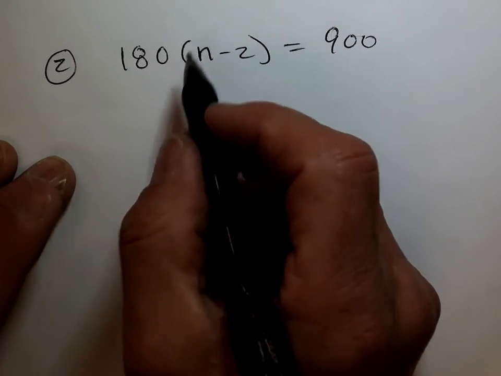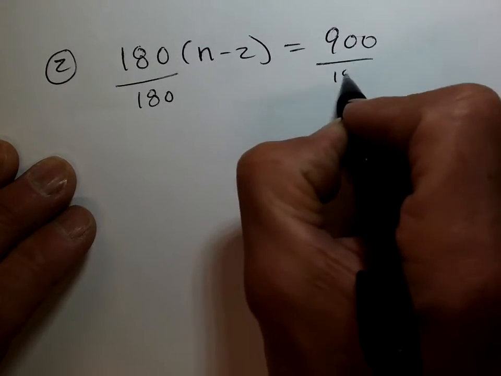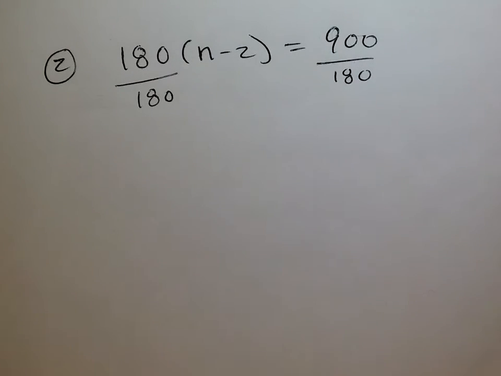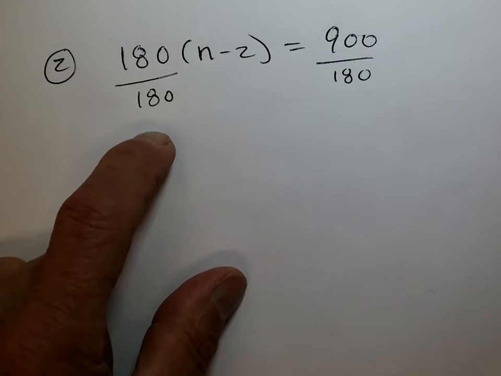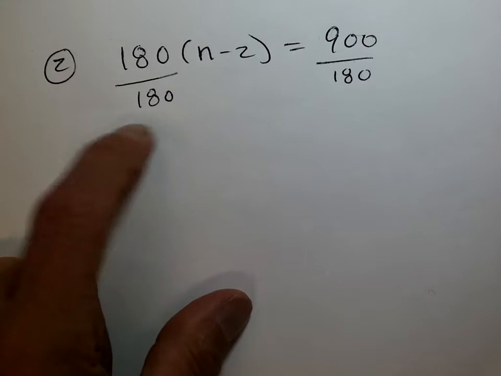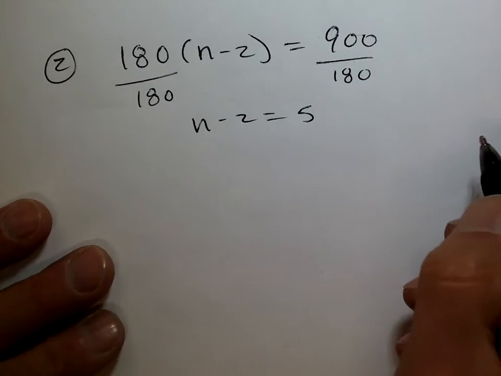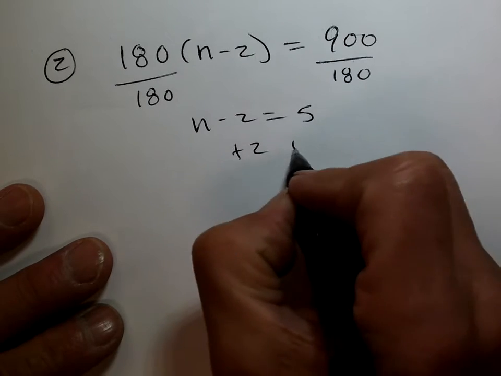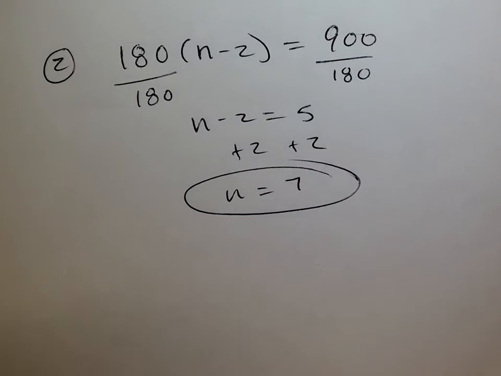So, to solve, first step, well, I could distribute, and there's nothing wrong with distributing first. I'm just going to divide. It's just faster to divide first. So I'm going to go 900 divided by 180, and I get 5. So I get n minus 2 equals 5. Plus 2, plus 2, n is equal to 7. Or a 7-sided figure, which is a septagon or a heptagon. Doesn't really matter what you call it, okay?